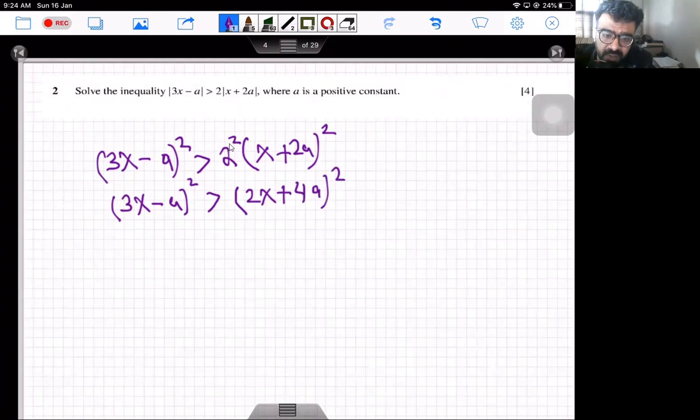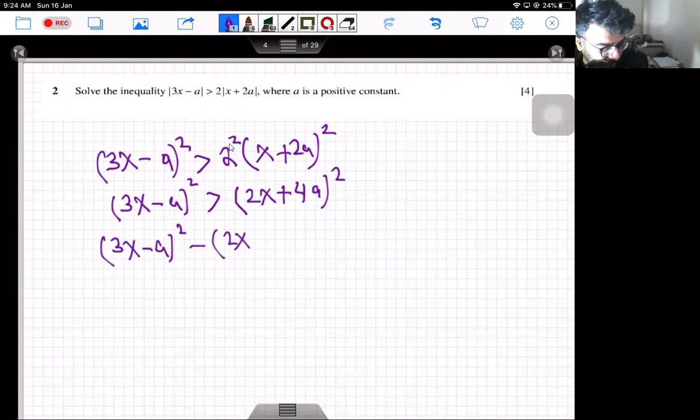Now, instead of completely expanding both sides of the inequality, I can rewrite this inequality in this form: 3x minus a, the whole thing squared, minus 2x plus 4a, the whole thing squared, is greater than 0.